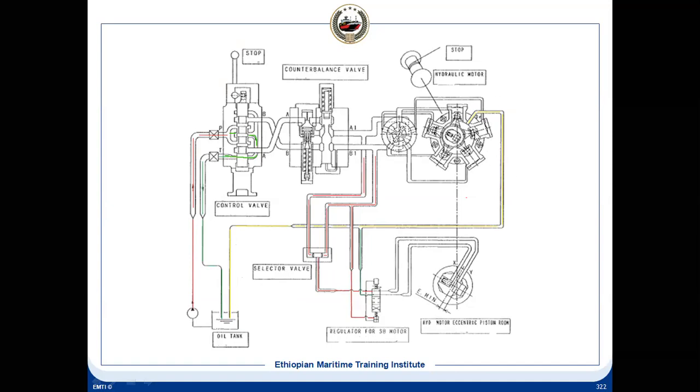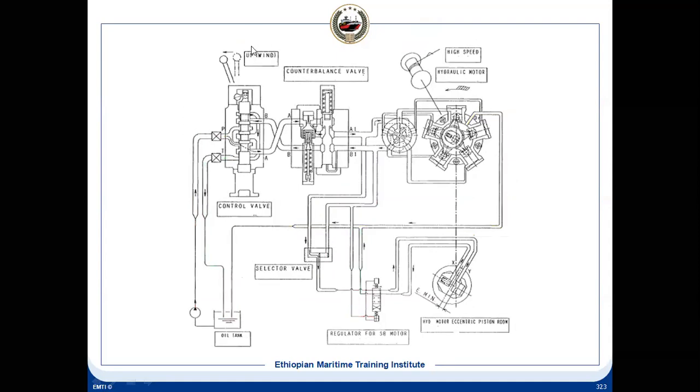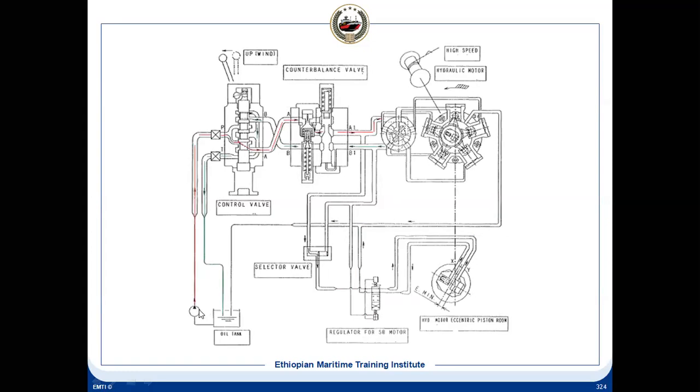Now once it is operated, what will happen? Let us see what is happening. Now we have moved this direction, which is the upwind. It means we are heaving up the anchor. In that case, what will happen? This will be the flow. It will come like this. This spool has shifted. This is a spool valve, and this is the handle which is moving the spool, changing the spool position.